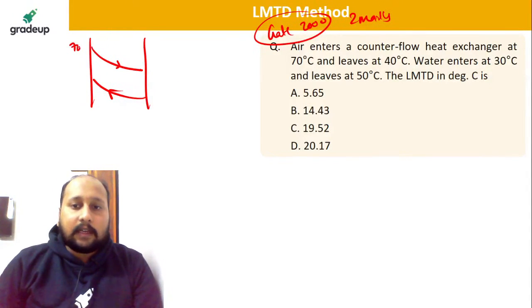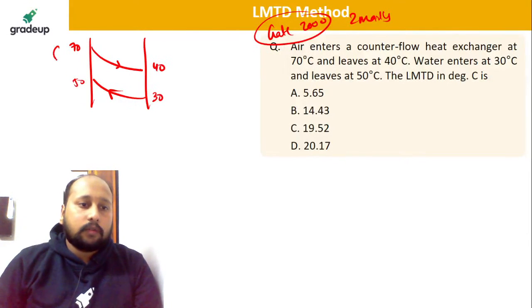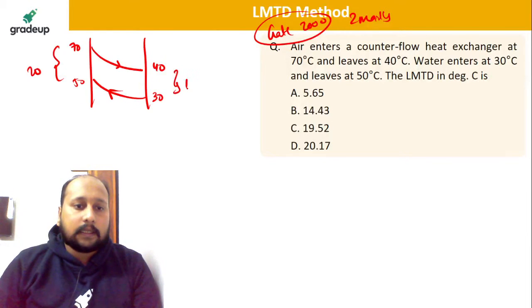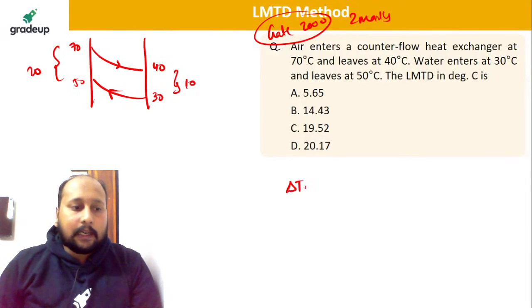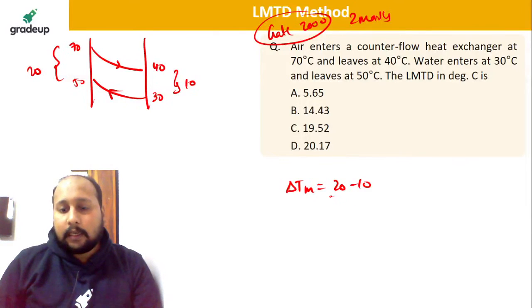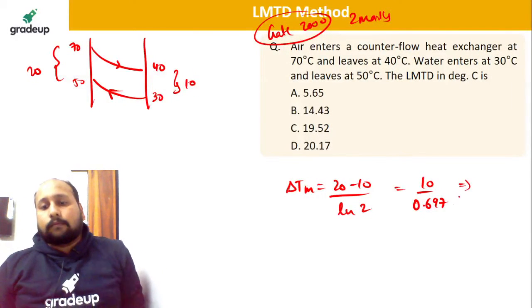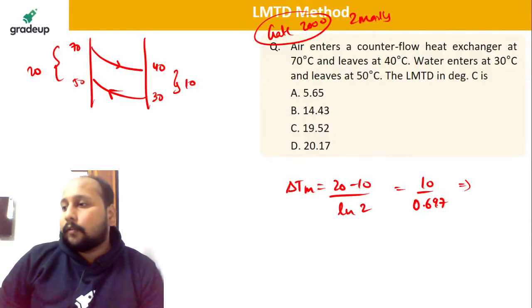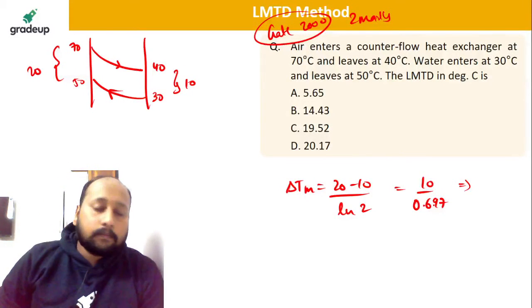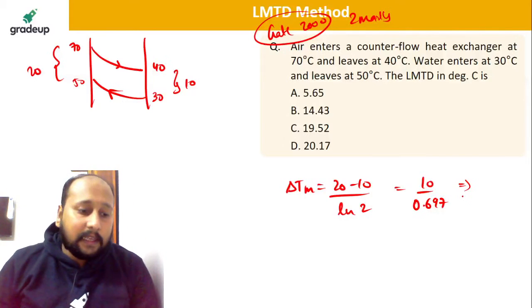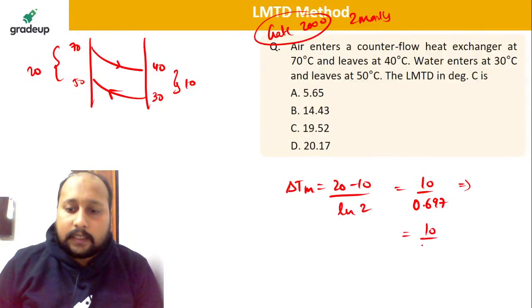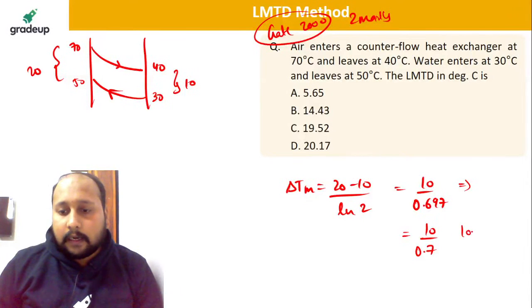So this is 70, 40, 30, 50. So this is 20, this is 10. So delta Tm LMTD is equal to 20 minus 10 by ln 2. So this is 10 by 0.697. So approximately what is the answer you're getting? Approximately what is the answer? Very easy. We can round off to 0.7. So this will be 100 by 7.